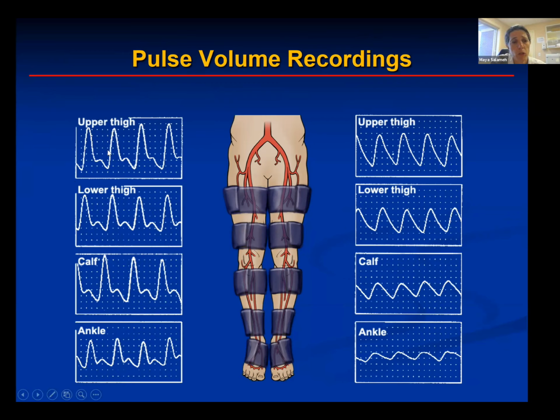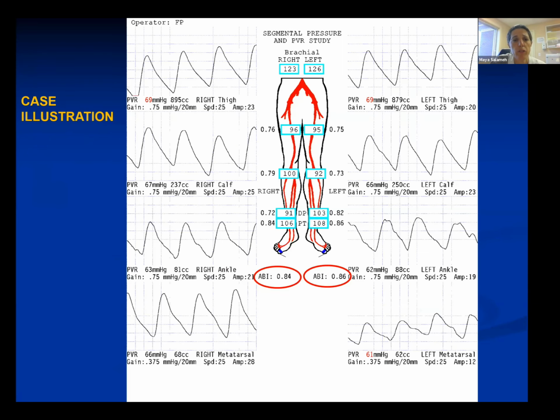So here you see normal waveforms with a nice upstroke in systole and a dicrotic notch in diastole. And then here you see mildly abnormal and progressively moderate and severely abnormal waveforms. So these are really good to give you a sense of the flow in the patient's legs, and they can be especially useful when the ABI is unreliable because of medial calcification.